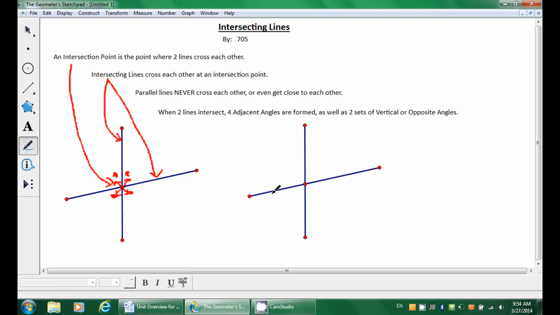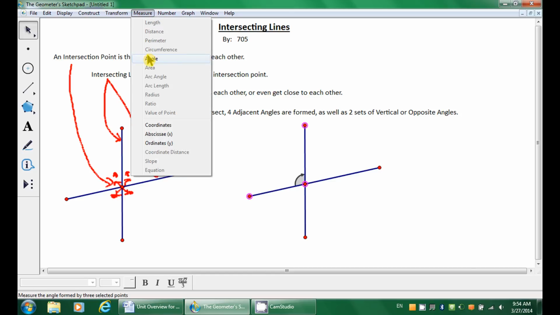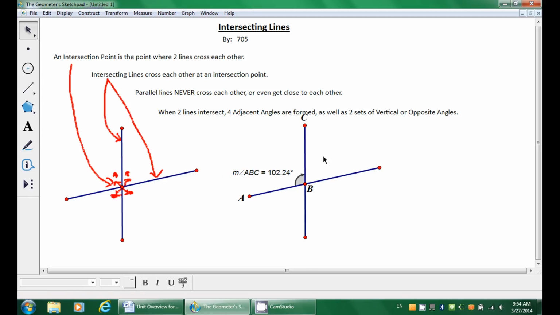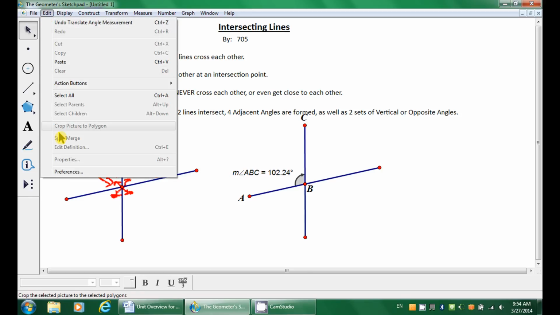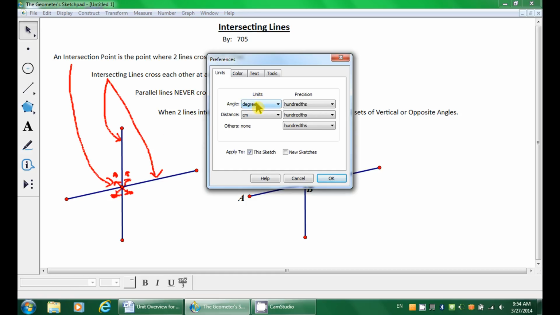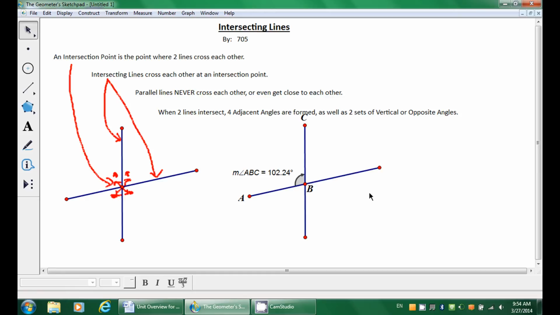So we first have this angle right here. So let's measure it. Endpoint, vertex, endpoint. Let's go to Measure, Angle. Oh, you know what we forgot to do? Sorry. Let's go to Edit, Preferences. Let's change the angle precision to units. Click OK. And I'm going to measure that angle, angle ABC. Go to Measure, Angle, and we get, in my diagram, 102 degrees.